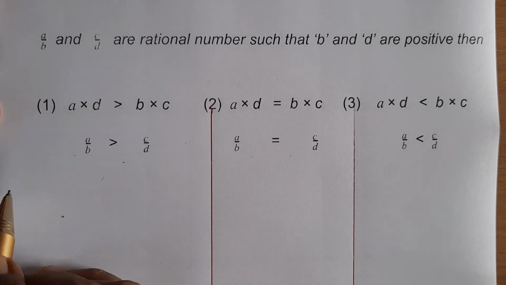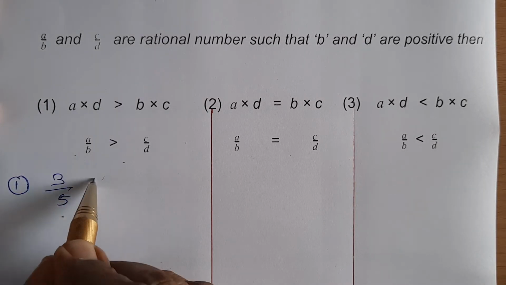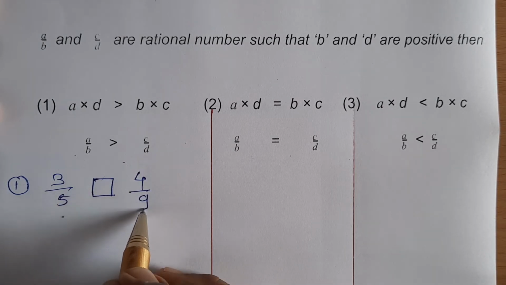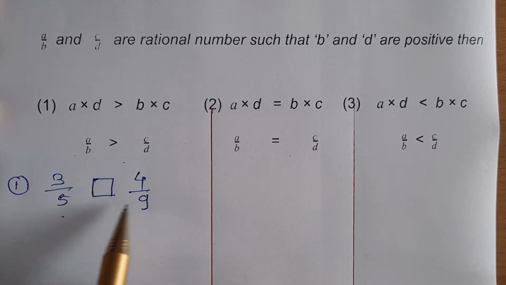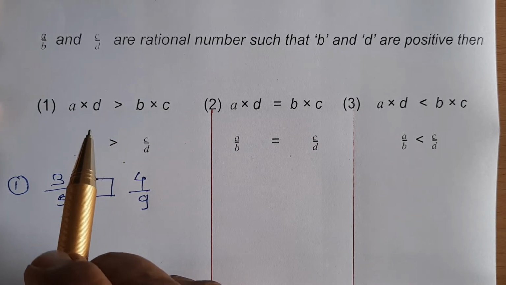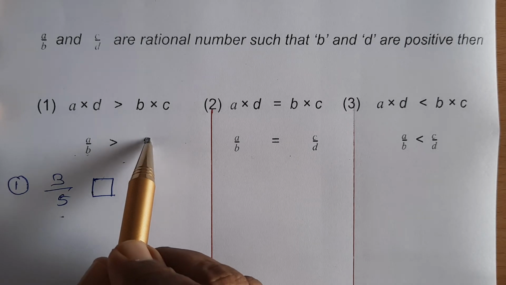Now example: 3 upon 5 and 4 upon 9. Here numerators are different and denominators are also different, so we use the cross multiplication method: a into d and b into c.